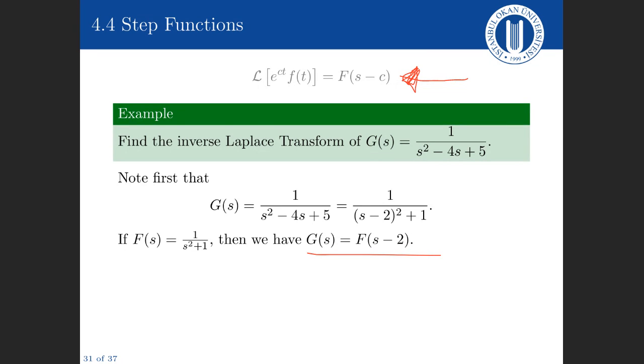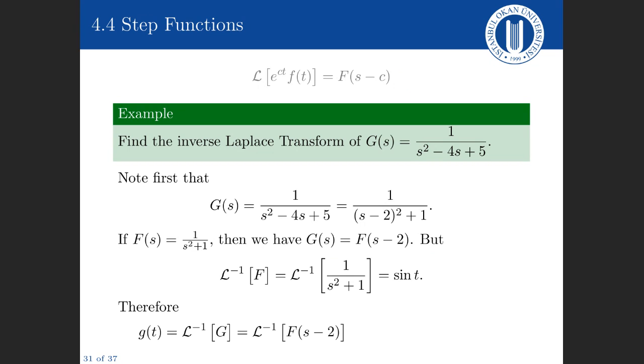We can use the formula at the top to see that because the inverse Laplace transform of capital F is sine t, the inverse Laplace transform of capital G is the inverse Laplace transform of F of s minus 2. That's e to the power 2t multiplied by the inverse Laplace transform of F, or e to the 2t sine t.